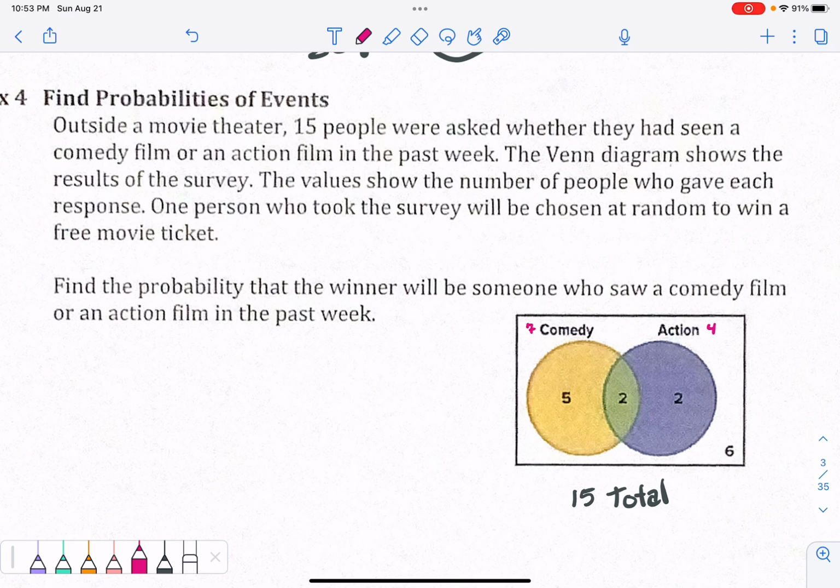The Venn diagram shows the results of the survey. The value shows the number of people who gave each response. One person who took the survey will be chosen at random to win a free movie ticket. Okay. One person is chosen at random. Find the probability that the winner will be someone who saw a comedy film or an action film. Okay, comedy film or an action film.